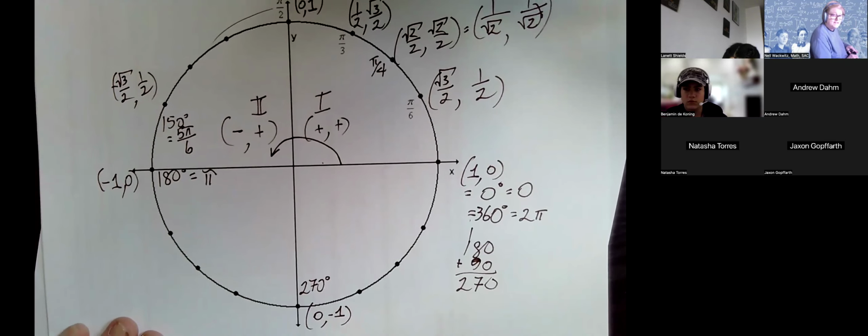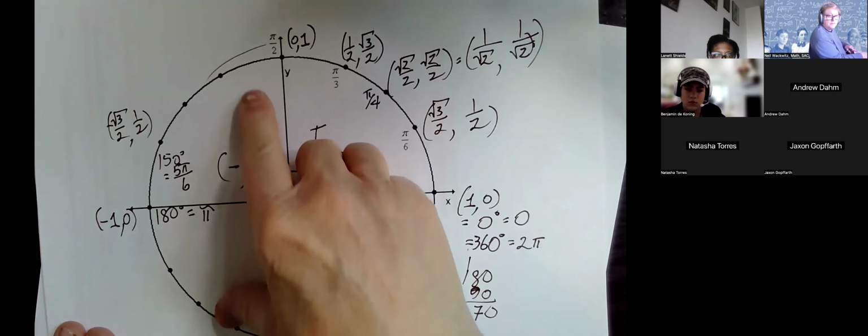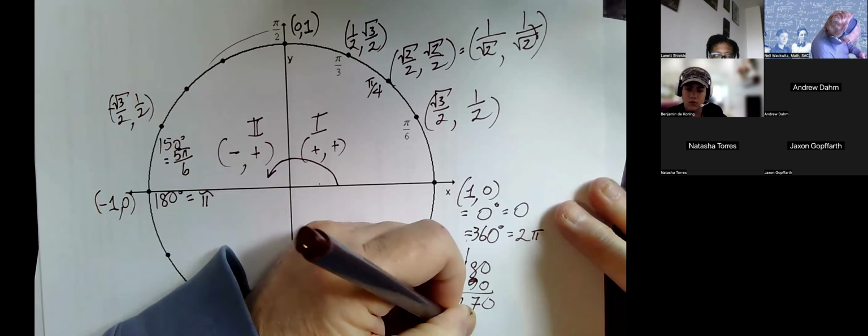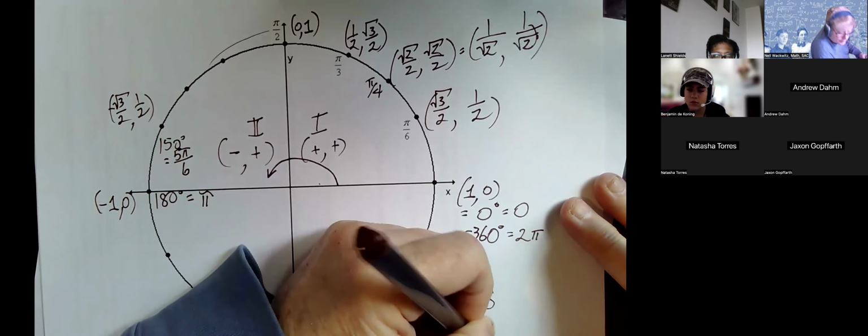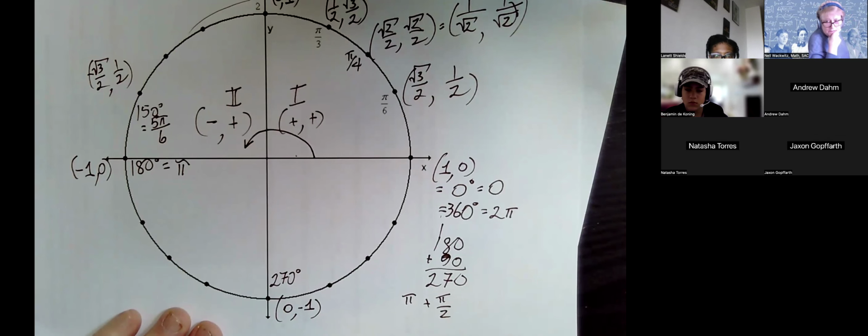To see how many radians this is, we're going to take pi and add pi over 2. So we have pi plus pi over 2. And what do we need to do to add those? Find the common denominator.